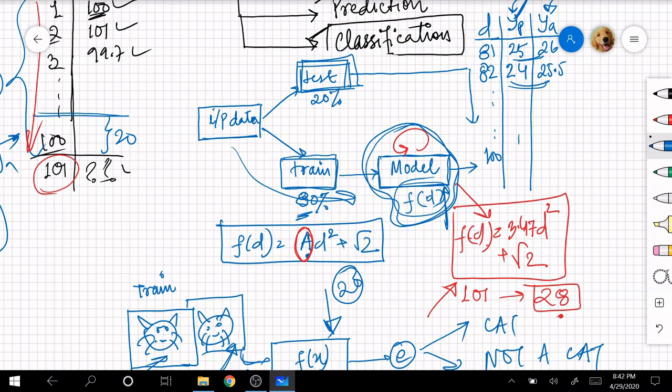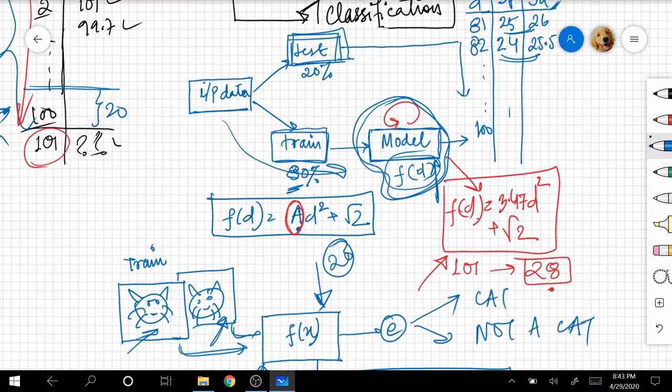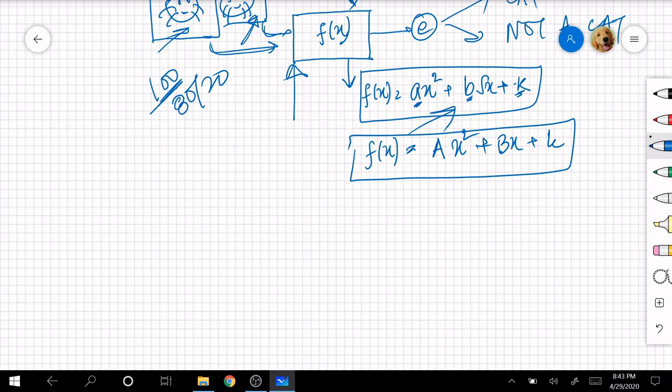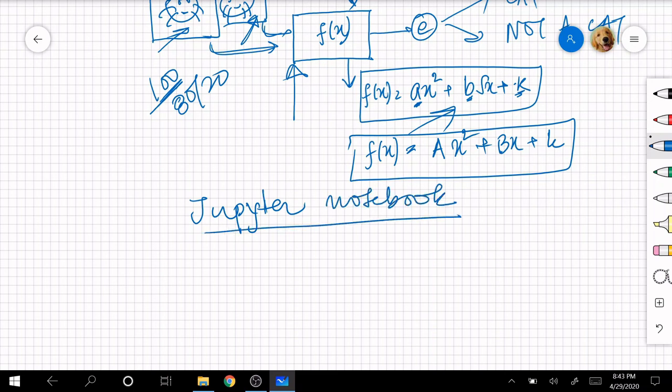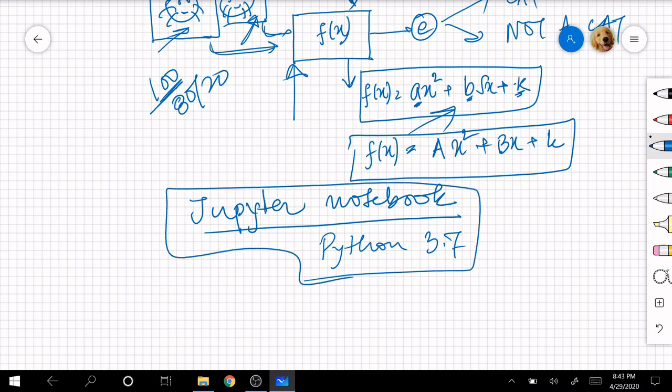So now that brings us to the end of this video. In the next set of videos, we will start with basic prediction algorithms and classification algorithms, and we will use a tool called Jupyter Notebook, and I am using Python 3.7. So set up your machine for these two, and we will start with basic coding on that.